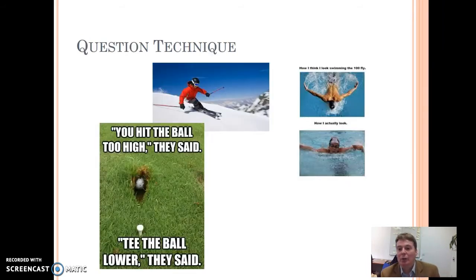I picked these 3 different sports because they're the ones in which technique is really important. A good skier or a good swimmer makes it look easy. A good golfer always hits the ball properly. Answering a question requires technique as well, so it's important that you think a little bit about how you answer questions.